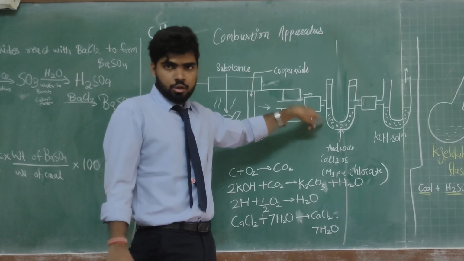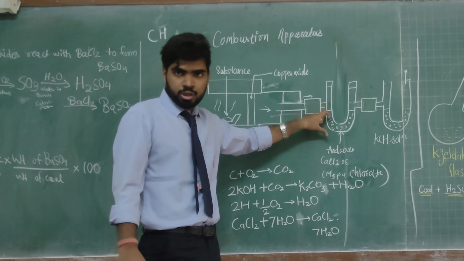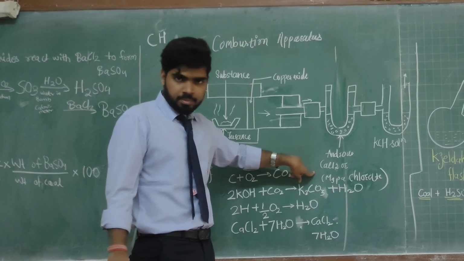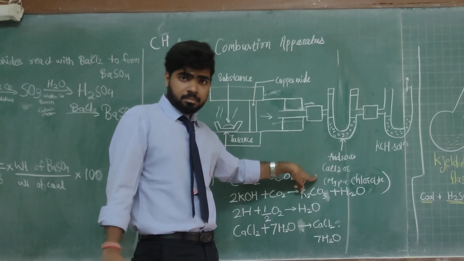So we have these U tubes which contain specific solutions. In this case, it is the anhydrous CaCl2 or magnesium perchlorate. In this U tube, the water is absorbed, due to which the mass or the weight of the solution increases, and that increase in the solution is the result of the absorption of H2O.